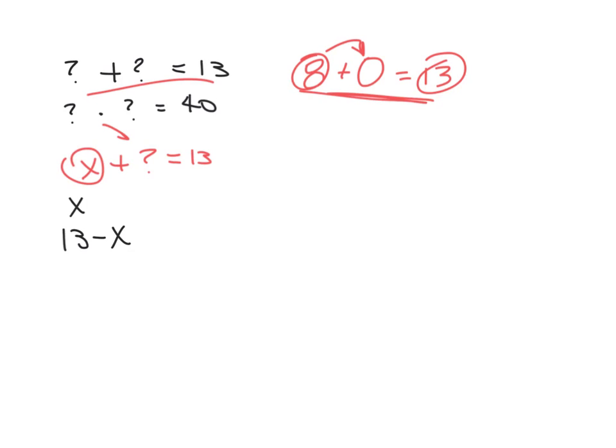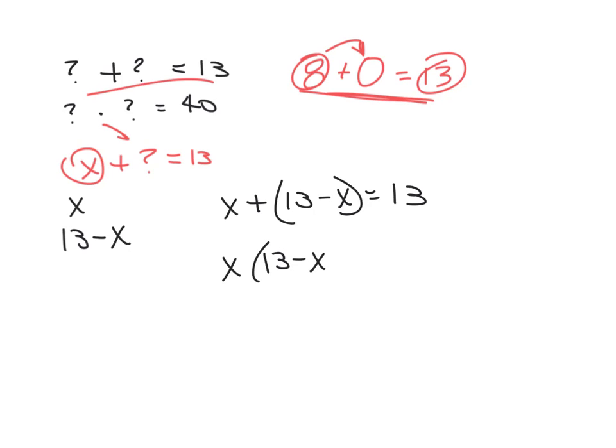Alright, so there's my two numbers. It says when I add them together, I'm going to get 13. What is it also saying? Their product is 40. So when I multiply them together, I get 40. Okay, so what we did is we used the first equation to come up with our two numbers. Now that we've got our two numbers, x and 13 minus x, we're done with that part. And we're just going to focus on that there.